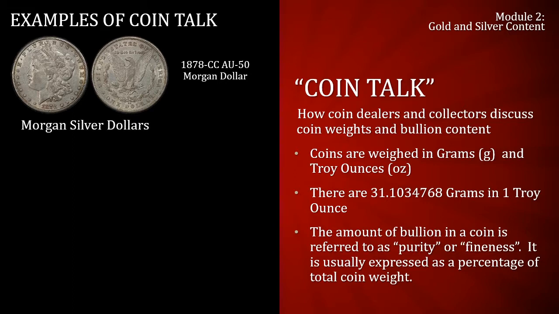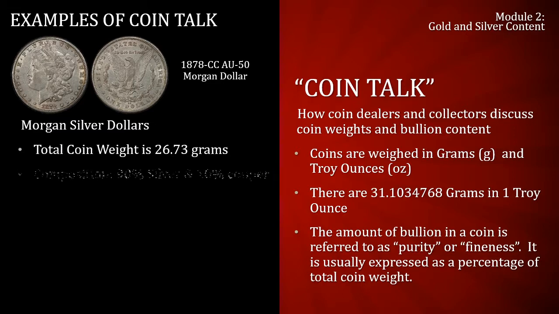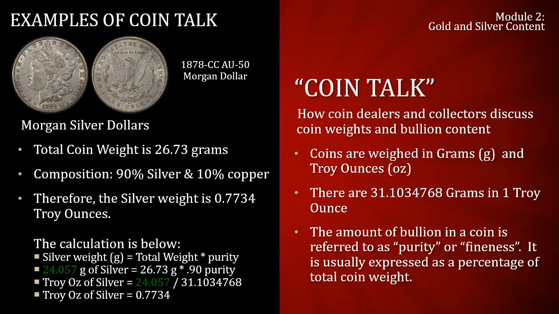So we'll look at an example for a Morgan silver dollar. The total coin weight is 26.73 grams. The composition is 90% silver, 10% copper. Therefore, the silver weight is 0.7734 troy ounces. And we know that because we take the total weight times the purity, 24.057 grams of silver comes from 26.73 grams, the total weight of the coin, times the 0.90 purity.